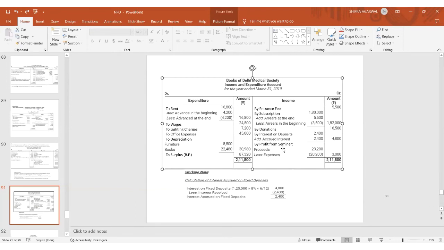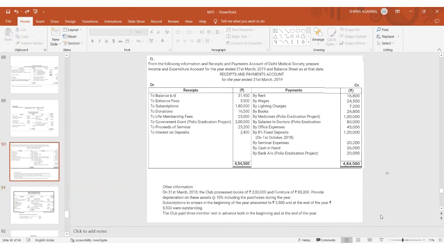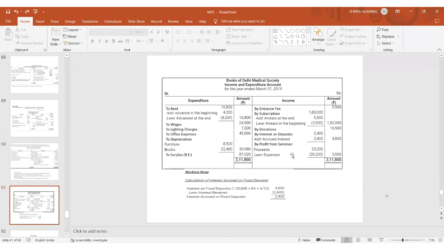Now you have some profit from the seminar also. They have given you that proceeds from the seminar are 23,200 and expenses related to this seminar are also given to you. That is 20,200. So from the given proceeds, we will minus the expenses and a net amount of 3,000 will be shown in the amount column.